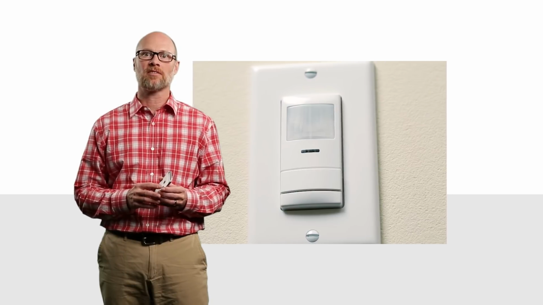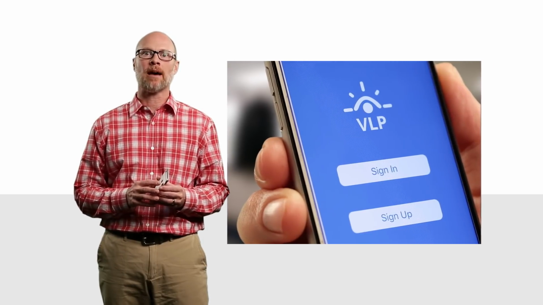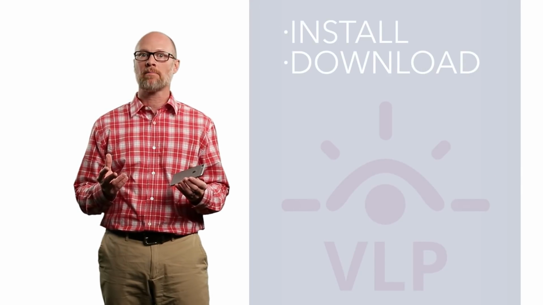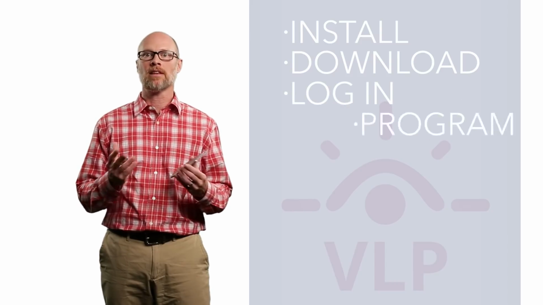Let's take a look at how easy it is to install and configure a VLP-enabled wall switch sensor with the Sensor Switch VLP app in these easy steps. First, install the VLP-enabled devices. Download the app, then you're going to log in, and then flash program with VLP.